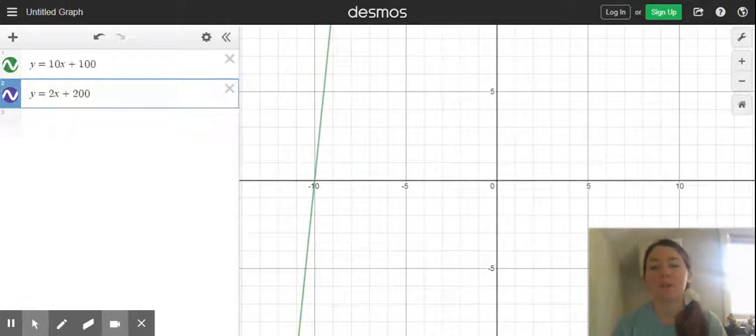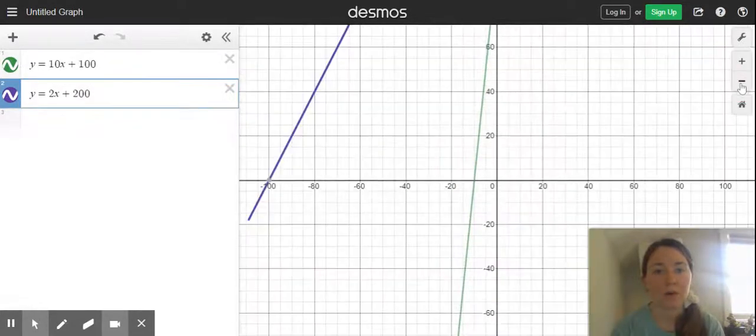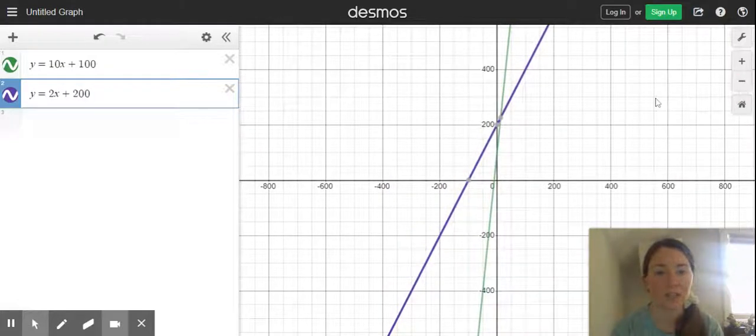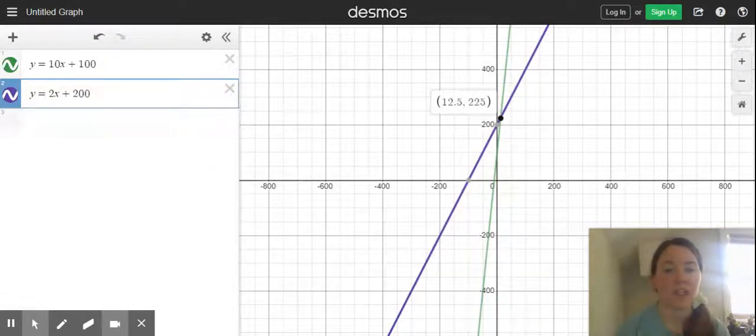Okay, so what I'm going to start by doing is clicking this minus sign here where it says zoom out on the right side of my page. And I'm just going to zoom out until I can see both of those lines and the point of intersection. Okay, so now I've zoomed out pretty far. I can see the point of intersection right here, and I'm seeing both lines, one in green and one in purple.